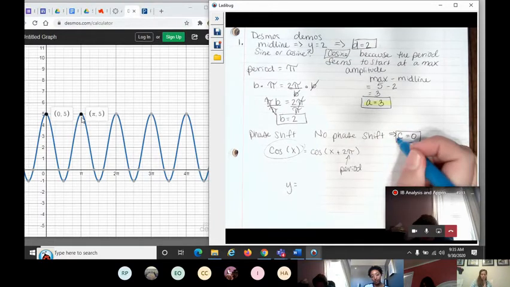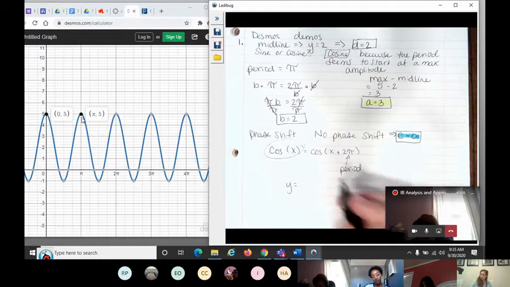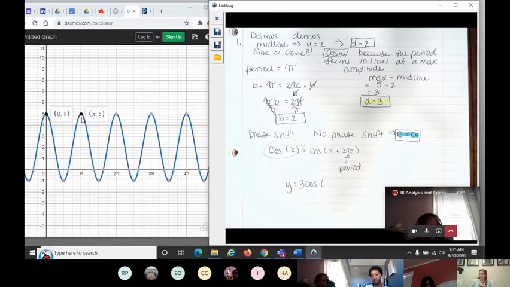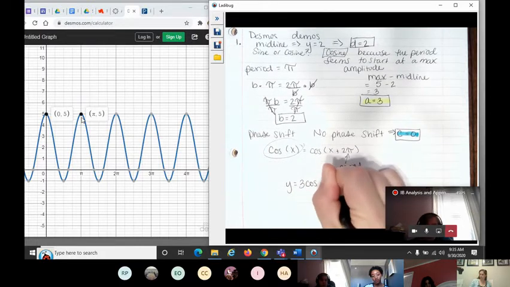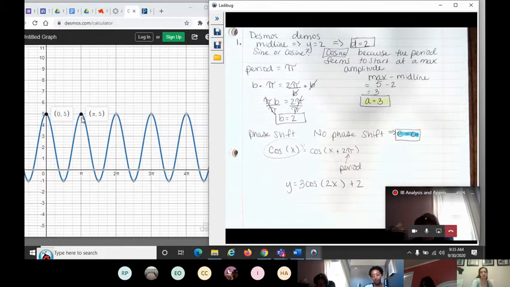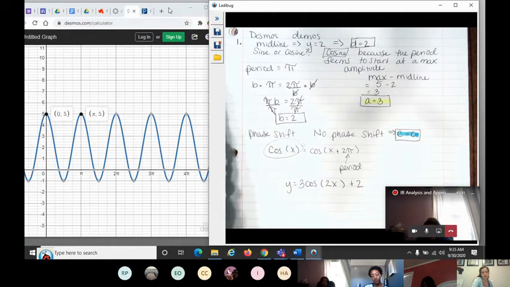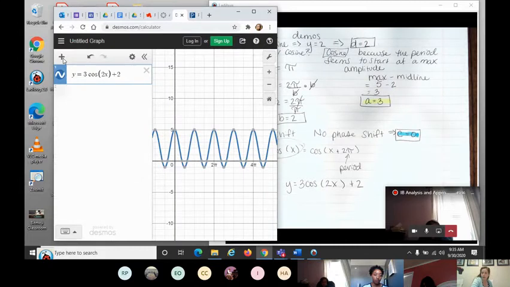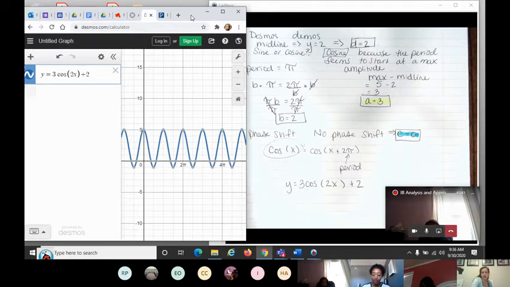Okay, y equals 3 cosine parentheses 2x in parentheses plus 2. Very good. And we can double check our Desmos screen and see if that's correct. And we have the correct graph. Okay, so what questions do you guys have about this process before we try another one?